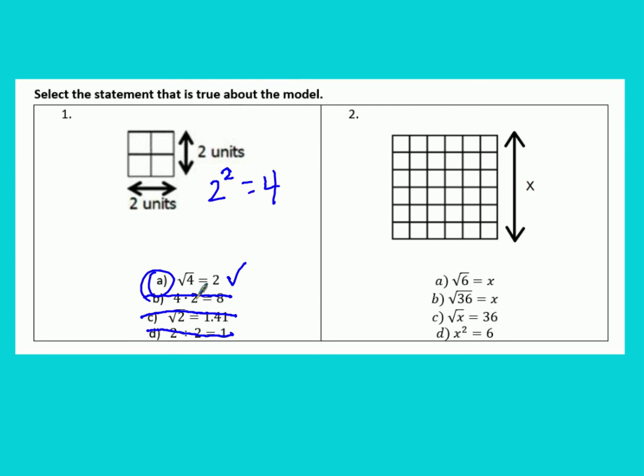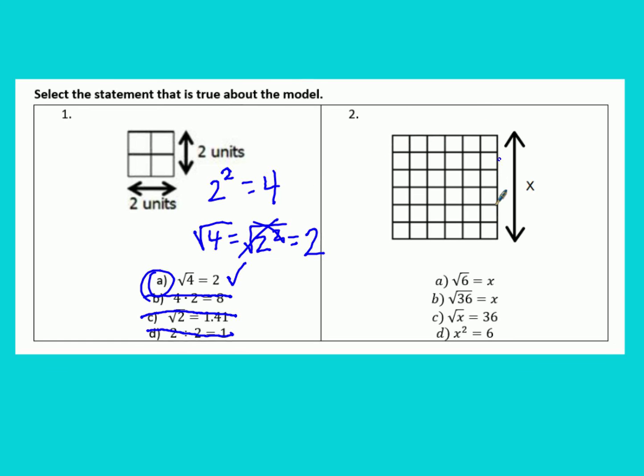So your best answer here, it's the only true statement about this model, is the square root of 4 equals 2. And we know that because 2 squared equals 4. So if we wanted to take the square root of 4, we could rewrite it as the square root of 2 squared. Square root and square are canceling each other out because they are opposites, and we get 2 there. So this is true.